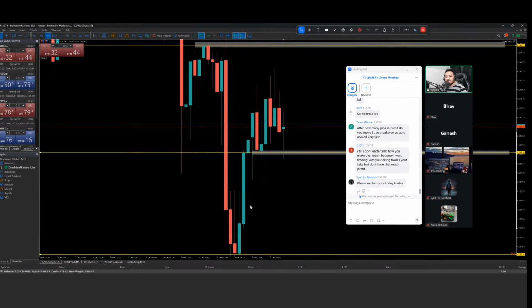After how many pips in profit do you move SL to break even, as gold moves very fast? Almost like 20-25 pips. I bring my stop loss to break even if I really want to hold on with that trade. Rather than that, I will try to close 90% of the position and leave the rest at break even, or leave the rest with the same stop loss. So these are the two scenarios you have.